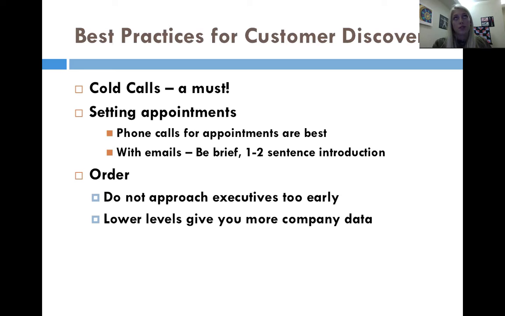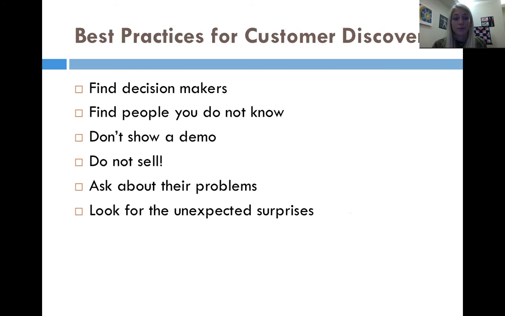Don't approach executives too early, okay? So especially this first week when you're just learning the interviewing process and understanding which questions you need to ask, which ones you're getting the most information from, don't approach the big hotshot executives in the businesses you want to target. You want to target those middle management people, okay? So kind of work out all the kinks in your interview process, get everything down smooth before you talk to the people who make the selling decisions, the buying decisions. Lower levels will also give you more company data.